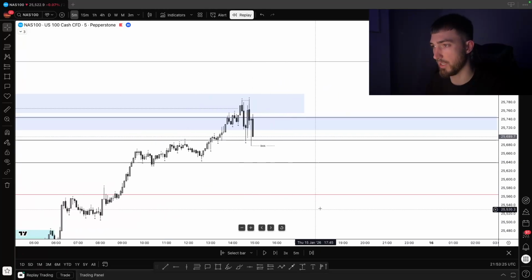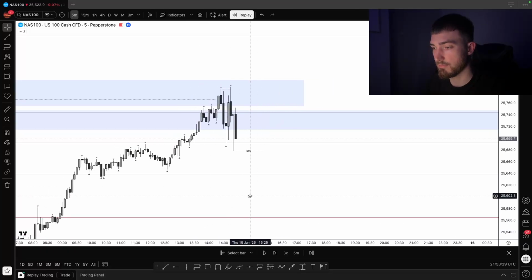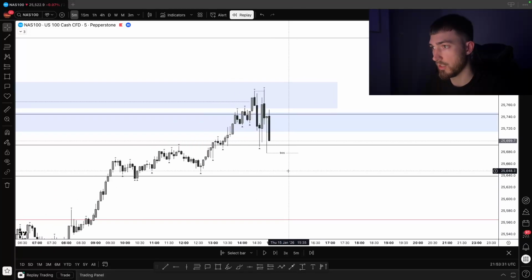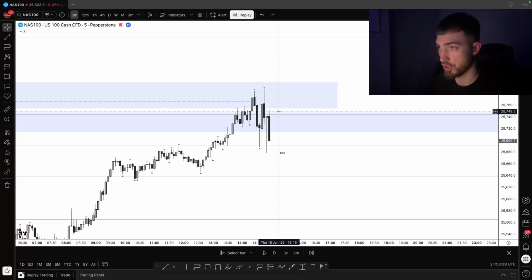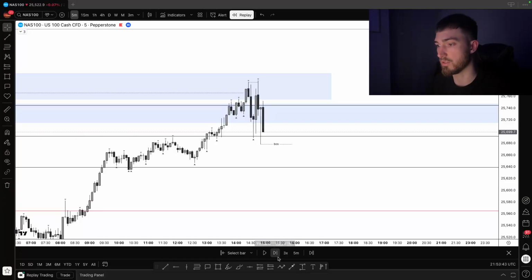So with this picture painted, all I'm waiting for is my entry model. I'm simply waiting for price to break this previous low and then retrace to my entry level, where I can then catch the short using a limit order and simply trade to a 1 to 3 or to the next relevant draw on liquidity.